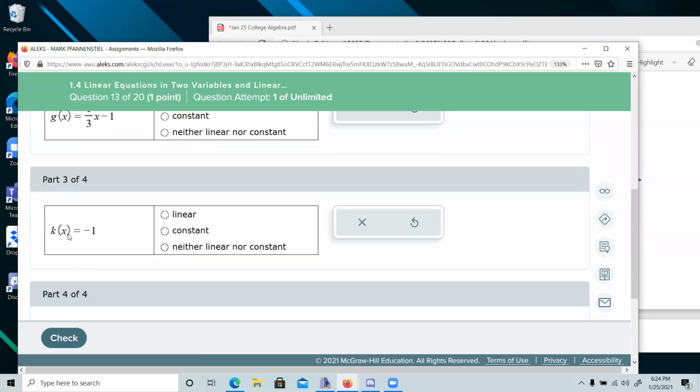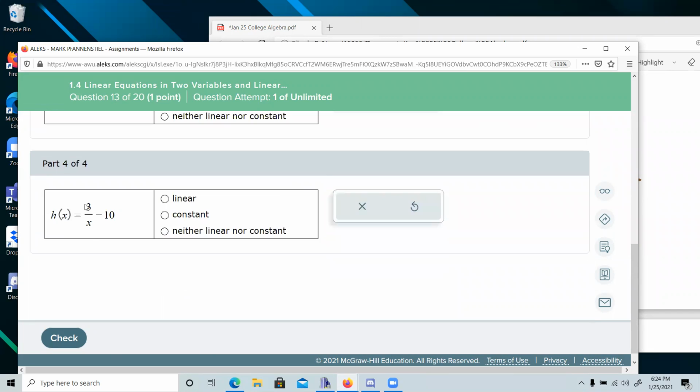Okay, y equals -1. We just dealt with that one, but that's a constant function. Okay, and again, we put the x on the bottom of the fraction. What are you doing here? That's not a linear function. It's not a constant. It's non-linear.